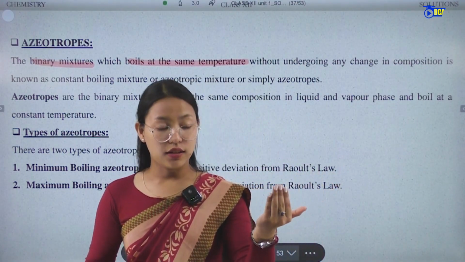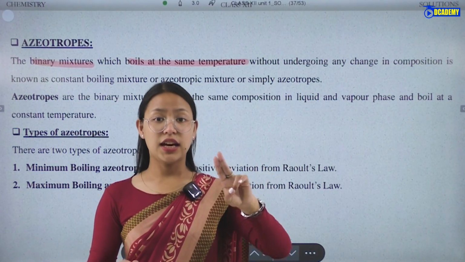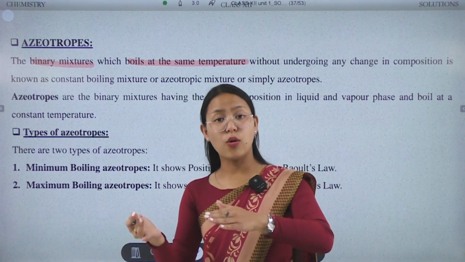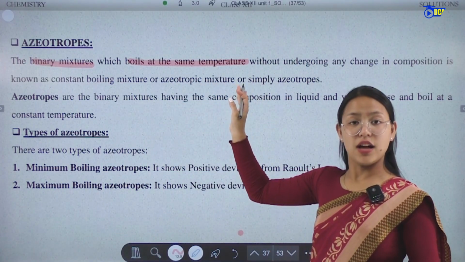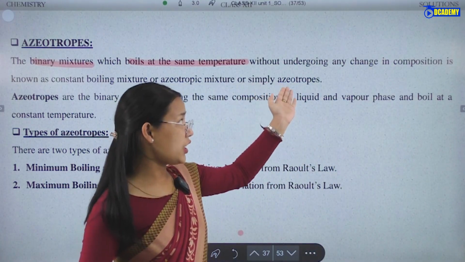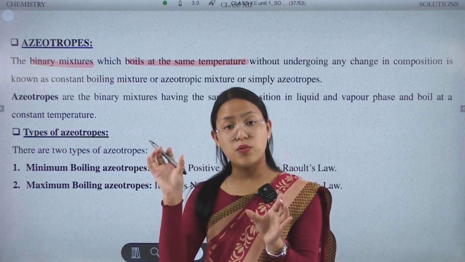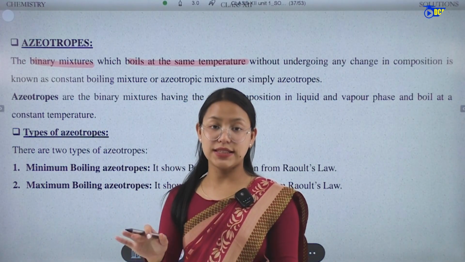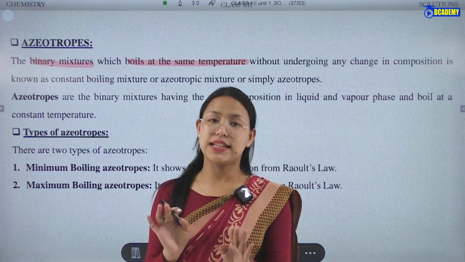In the previous classes, we saw which components follow Raoult's law. The components will be volatile in nature. In azeotropes, both the components, the solute and the solvent, should boil at the same temperature. That means they will have the same boiling point, and there is no change in composition. For example, when one component is mixed with another component having the same boiling point, the composition does not change.